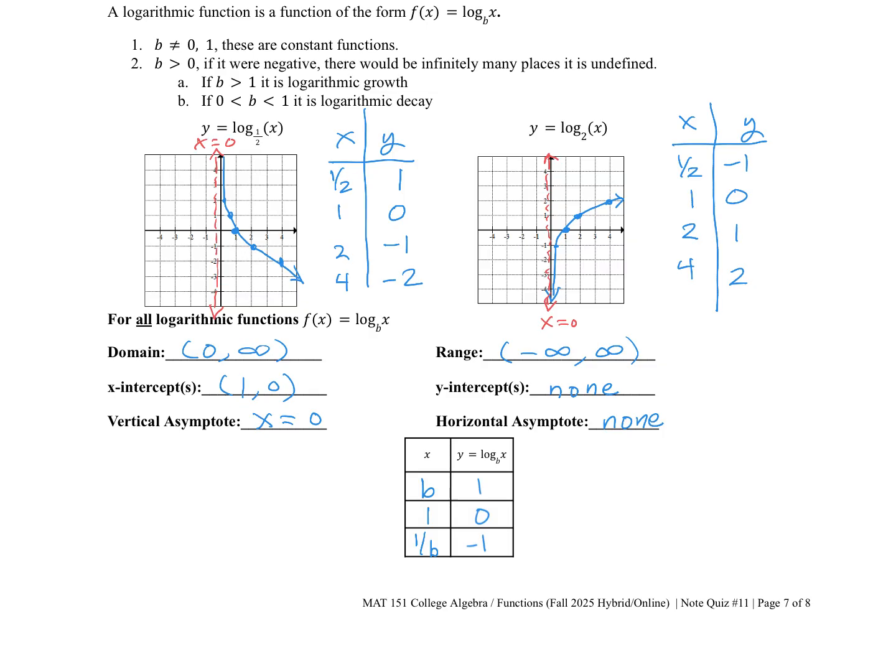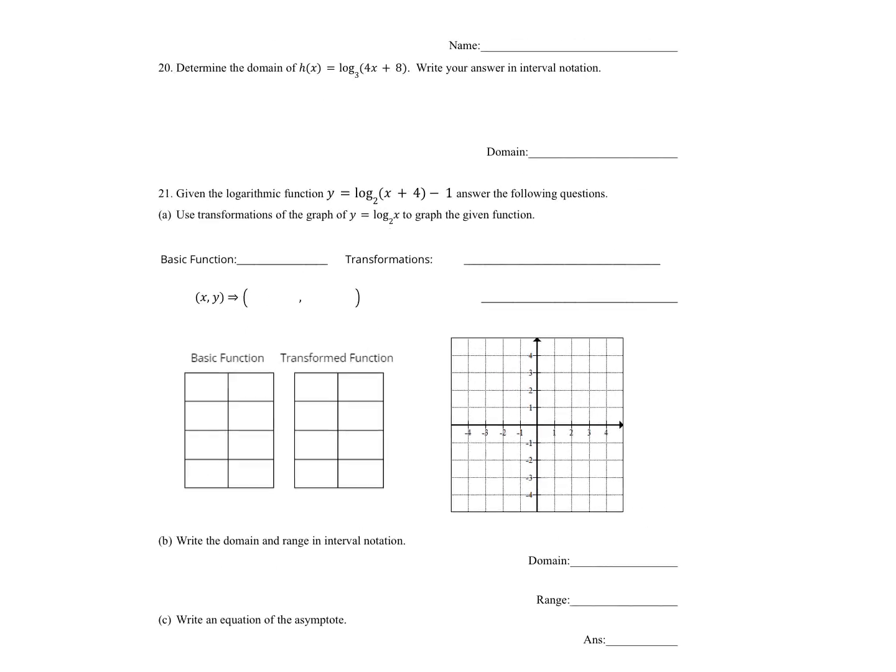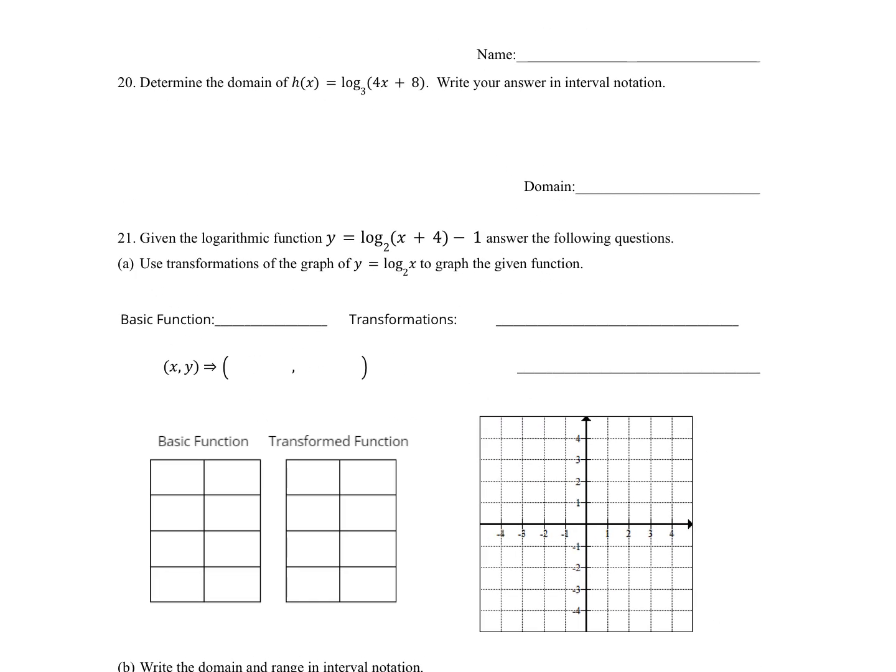All right, so that's how our logs are going to look. Now for our last problem, let's go through and graph one using transformations. So graphing using transformations, we're going to be looking at moving the graph around again. But I guess before we do that, I forgot there's a domain question. Let's talk about that as well.